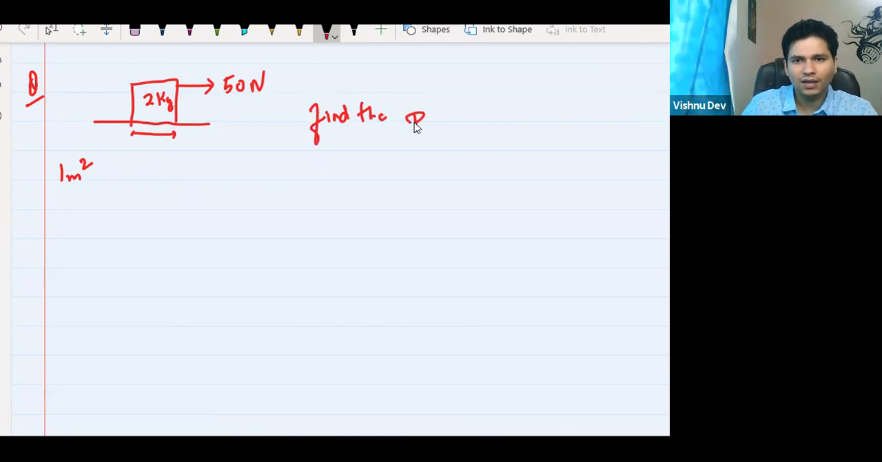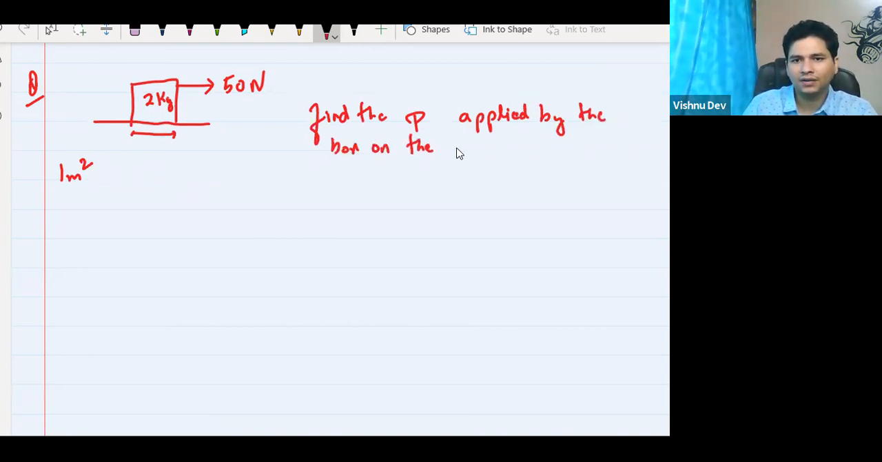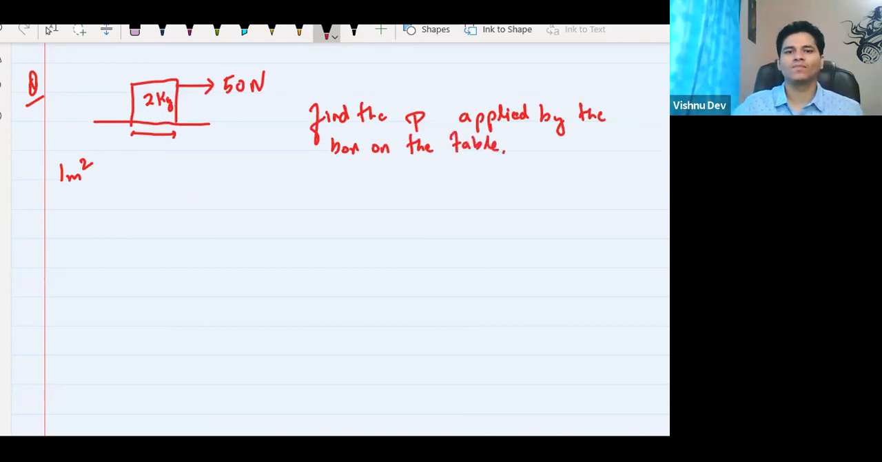Find the pressure applied by the box on the table. Tell me. Perpendicular force is also normal force. Yes, Rajat, perpendicular and normal, those are the same definition.